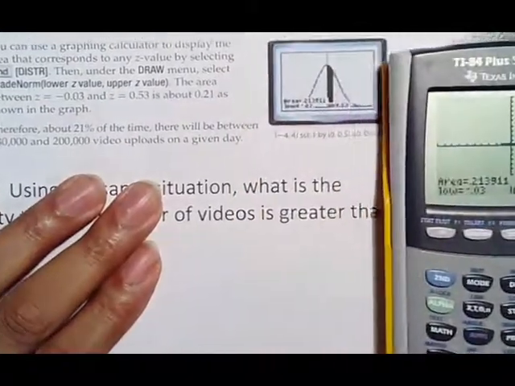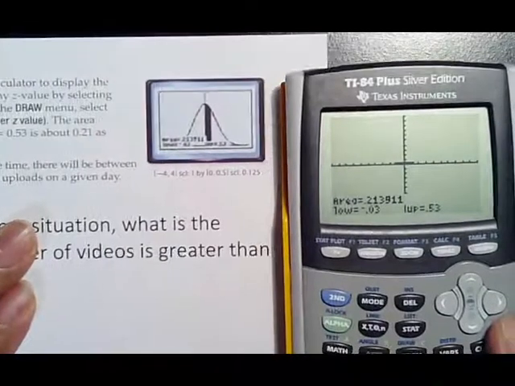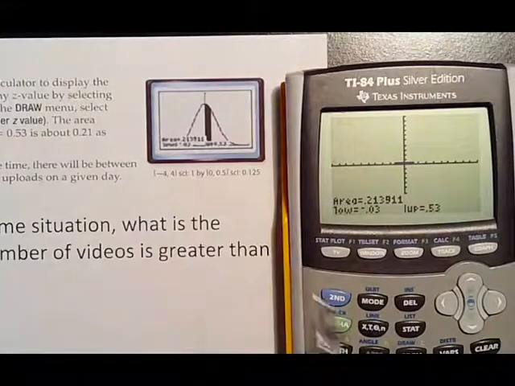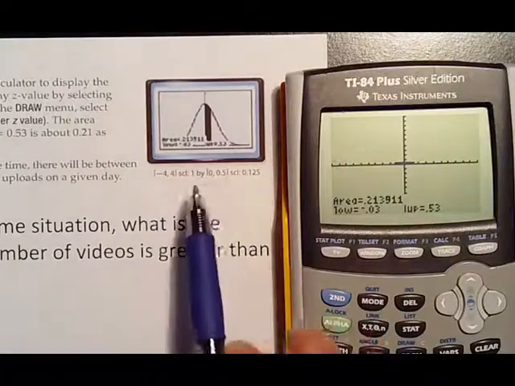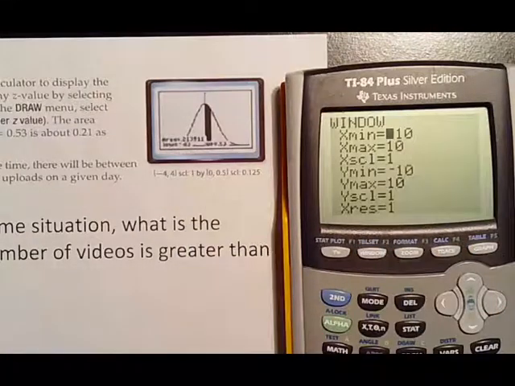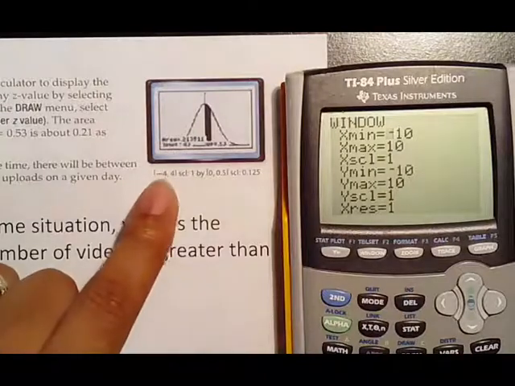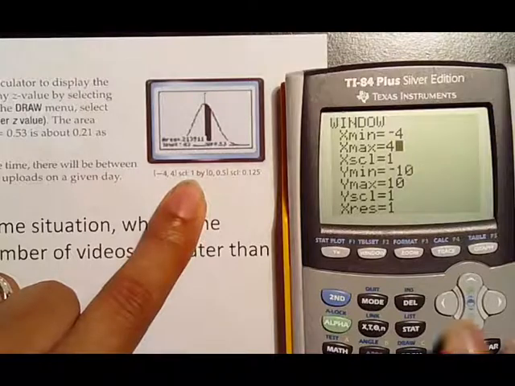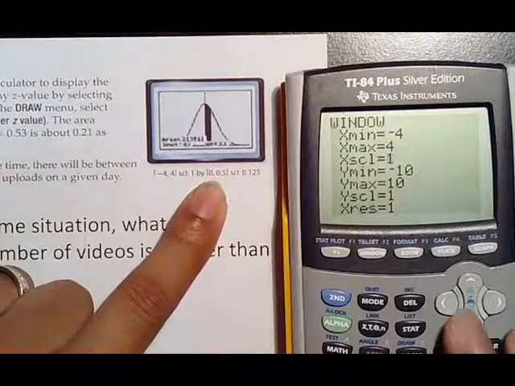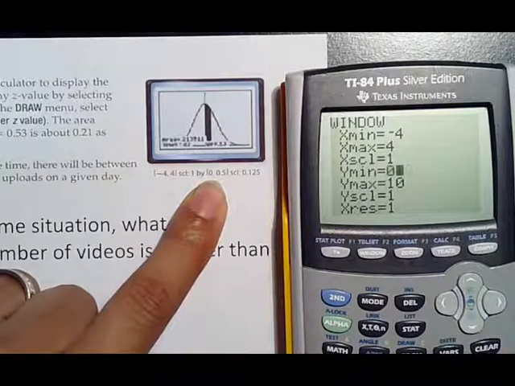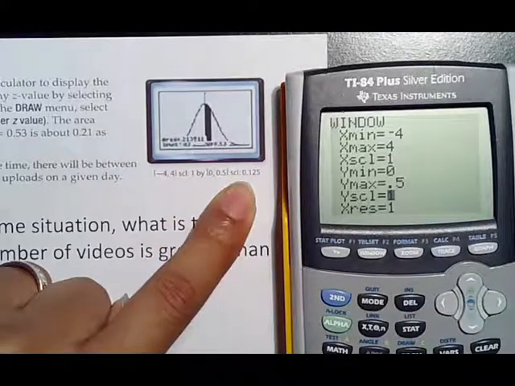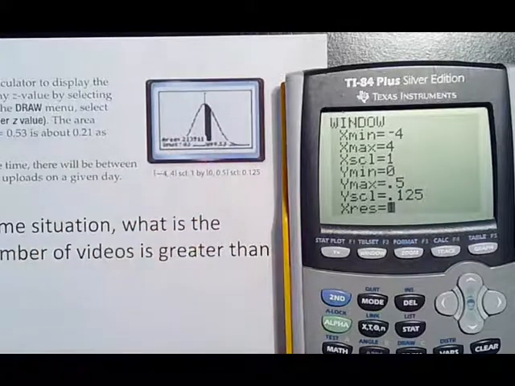Notice that this does not look like this part here. The numbers are the same, but I want you to understand that you can still get there because this tells you more information. Remember that you have a window that you can zoom into, and this is saying x from -4 to 4 with a scale of 1, which is right, and then y is going from 0 to 0.5 with a scale of 0.125. Let's see if that looks the same now.